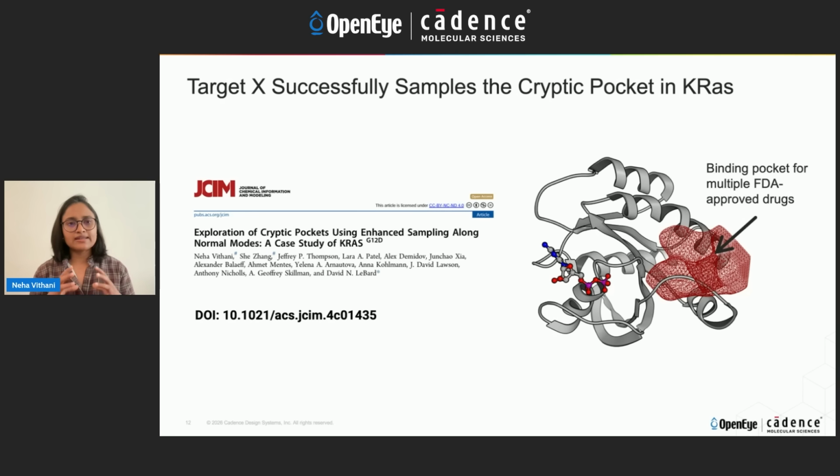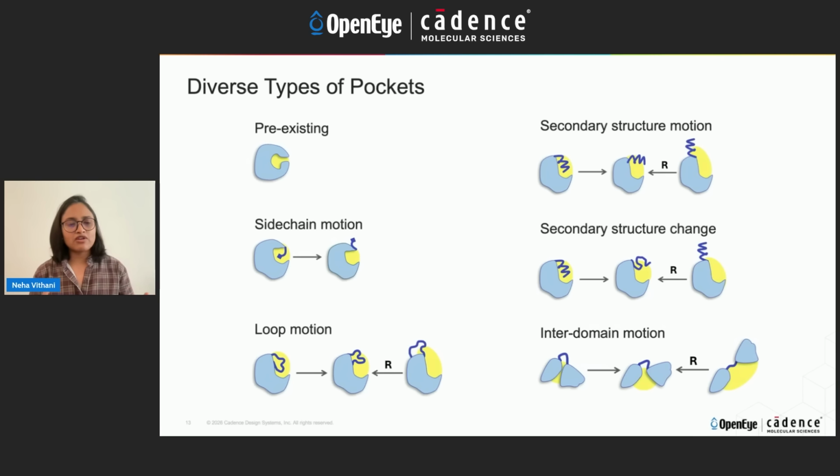Previously, we have shown that this method was successful in retrospectively sampling the famous cryptic pocket in KRas. This cryptic pocket is known to bind to multiple FDA-approved drug molecules. While this method was successful in predicting this pocket in KRas, just one example is not enough to show utility of the TargetX method, because pockets come in all shapes and forms.